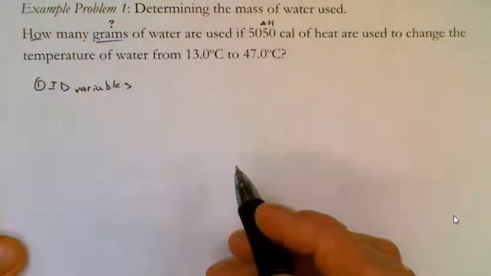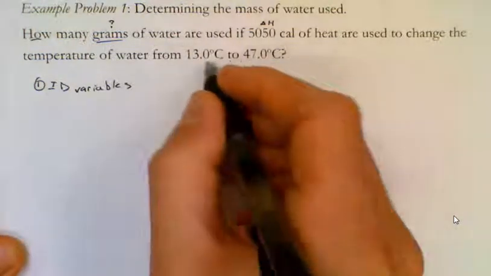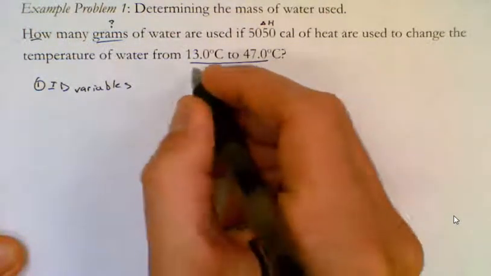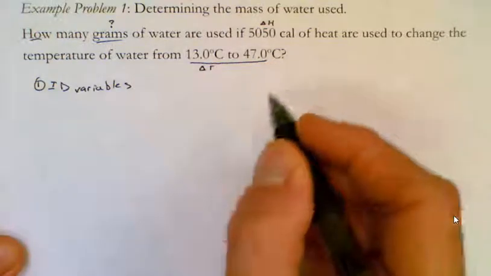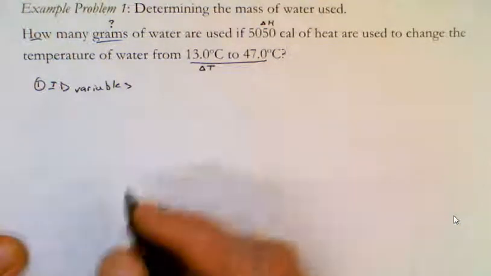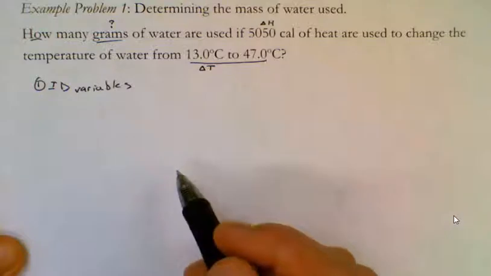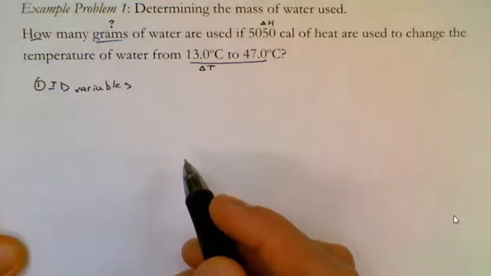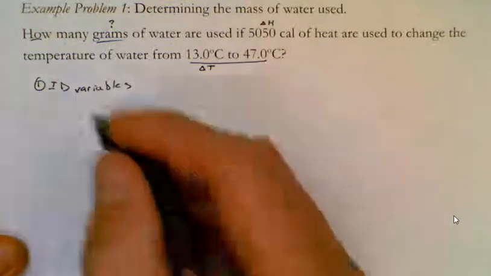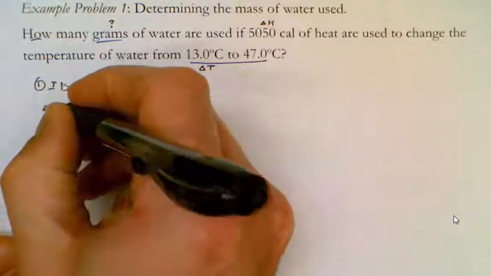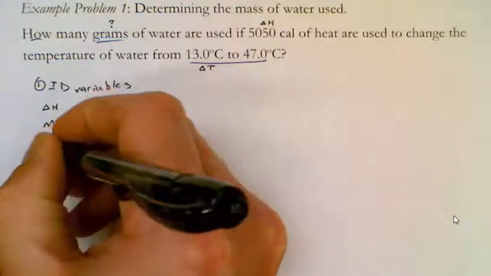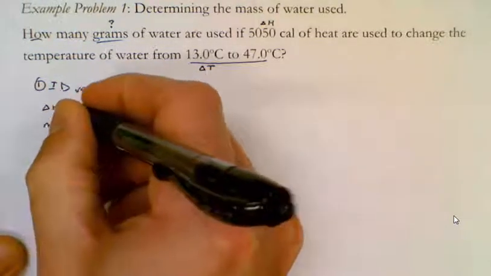Are used to change the temperature of water from 13 to 47. We will get our delta T from those two numbers. So since there's only one mass listed in this problem, I know I'm going to be using delta H equals MC delta T. I'm going to record those variables and then fill in my numbers from the text of the problem.